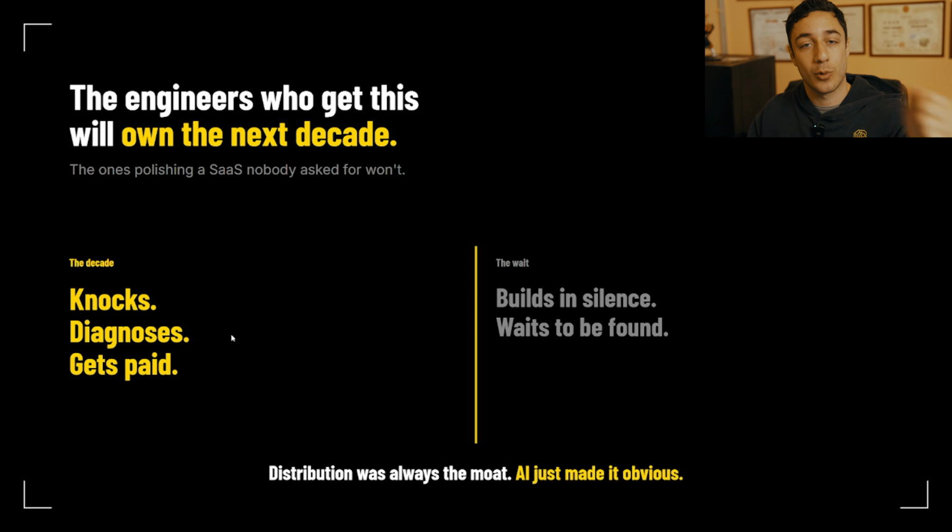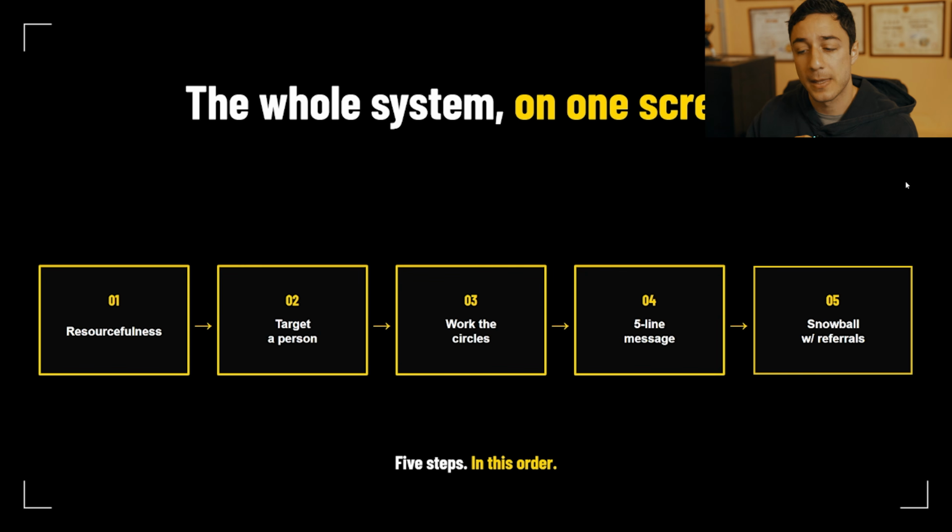You need to do way more than what you're doing right now to get clients. The people who are building in silence waiting to be found, unfortunately, they are not going to have a very good time in the future to come, okay? So the whole system pretty much on one screen for you to understand. It's a resourcefulness problem, not a resource problem. All of you have everything you need to land your first client.